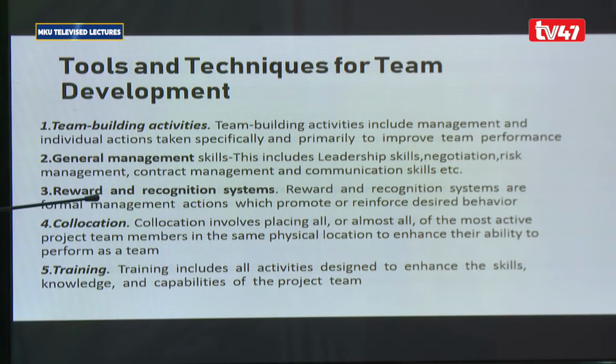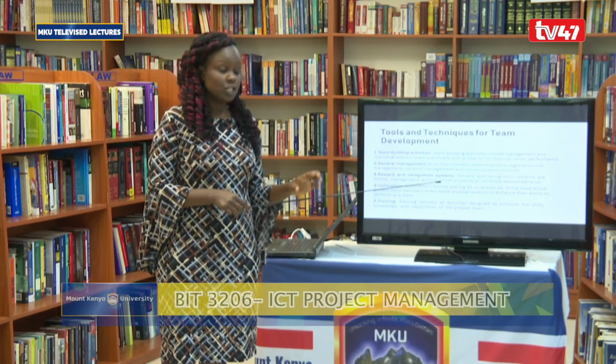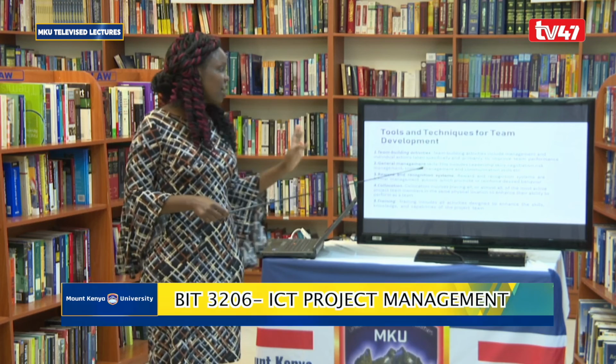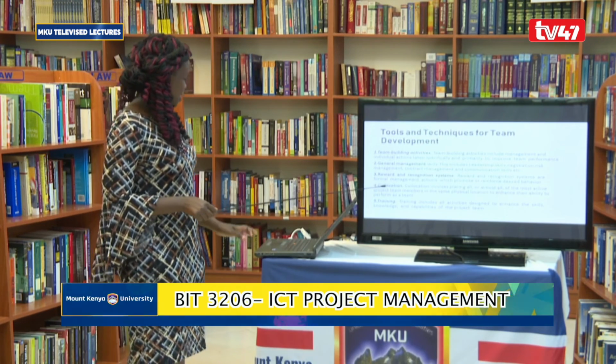And of course, we have training. Training is aimed at enhancing the skills, knowledge and capabilities of the project team members. And of course, we also have collocation. You place the most active project team members, those team members who are working very well, who are excellent in their performance, so that you can enhance their ability to work as a team. So these 5 tools are very, very important when it comes to team development. Now we can look at the output.